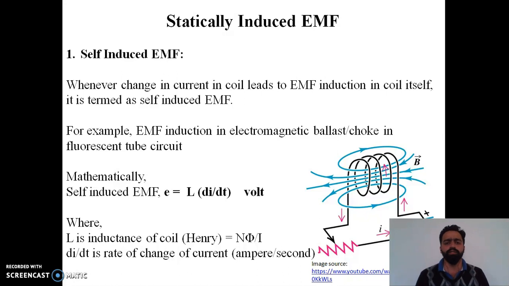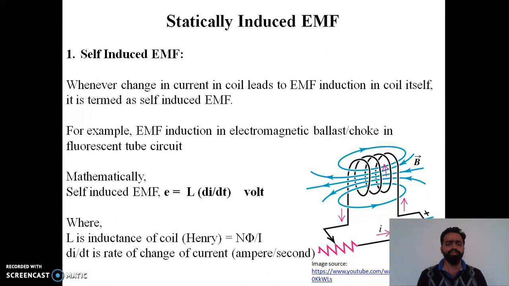Now, moving forward, let's understand what is statically induced EMF. As shown in the figure, if you are having a variable resistance connected in series with a coil and a source of voltage, and if you vary the amount of resistance, the current flowing through coil will vary. Now, this variable current will lead to production of variable magnetic field, as stated by Oersted. Whenever current flows through coil, it produces magnetic field, and hence this variable magnetic field will link with coil itself, leading to EMF induction by Faraday's first law.